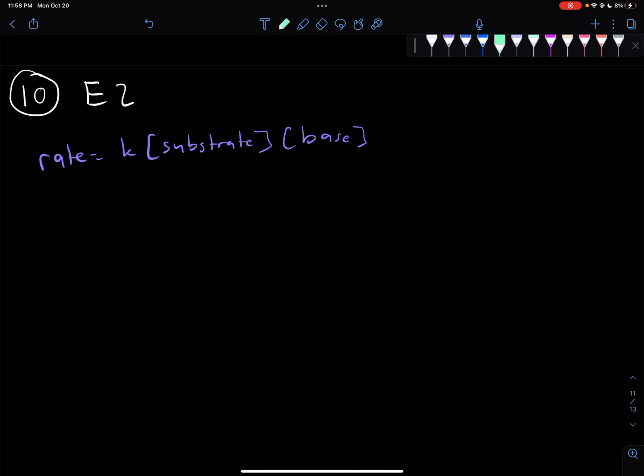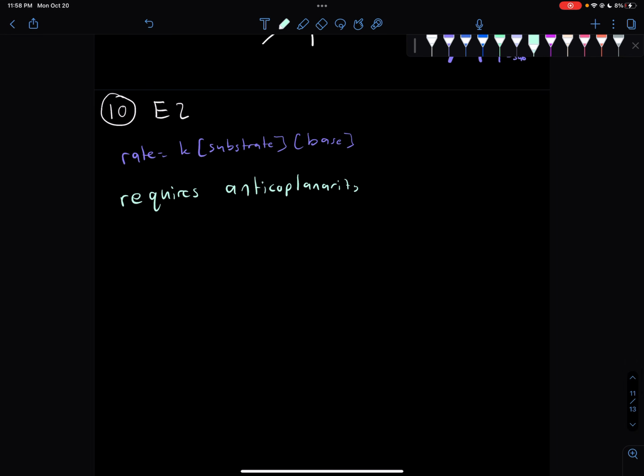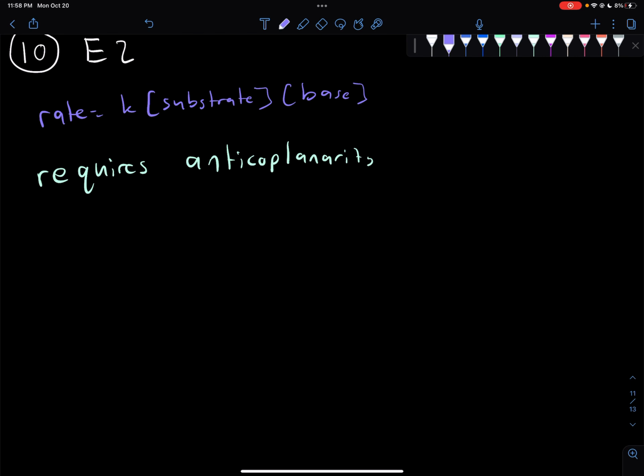But E2, okay, something interesting about E2 is that E2 requires something called anti-coplanarity. What does this mean? Let's draw something out.